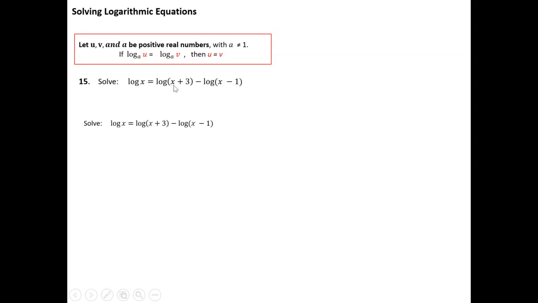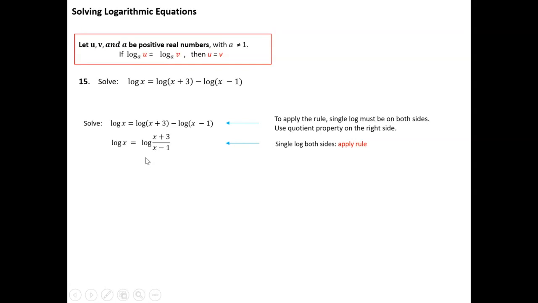So for this property to take effect, both sides of the equal sign must be a single log. If you notice, the one on the right is not a single log, so we have to use some of the properties. This will be the quotient rule, which means division. So this will be log of x equals log of (x plus 3) over (x minus 1). Now we can apply the rule, because we have the same base and the base is 10. So x must equal (x plus 3) over (x minus 1).